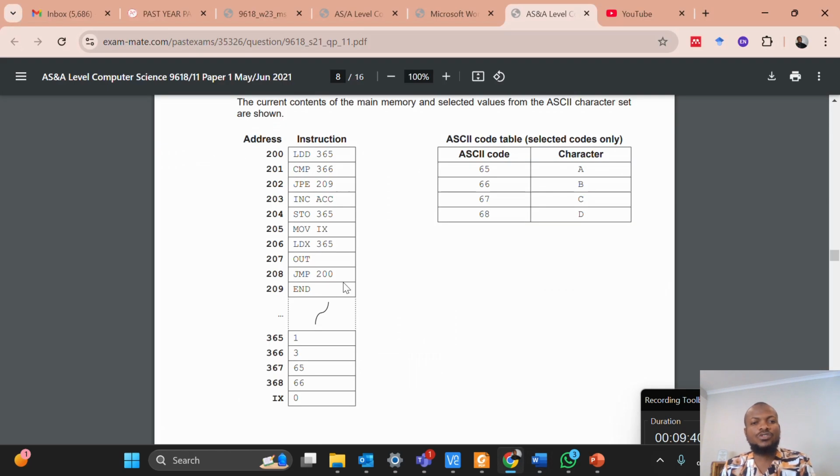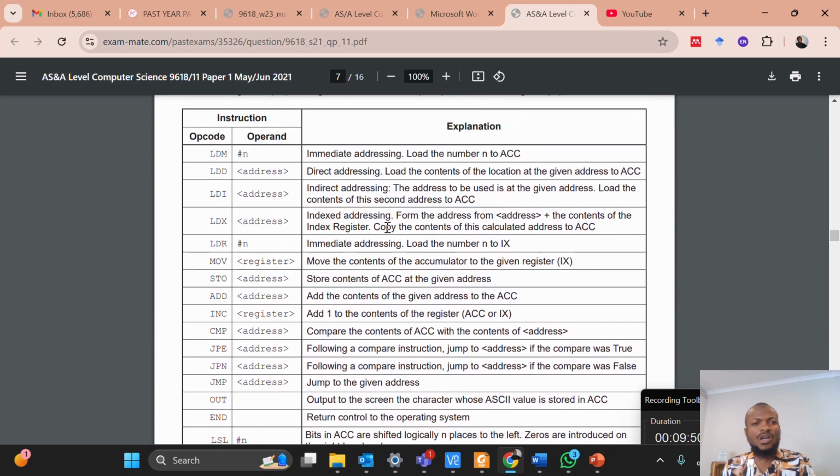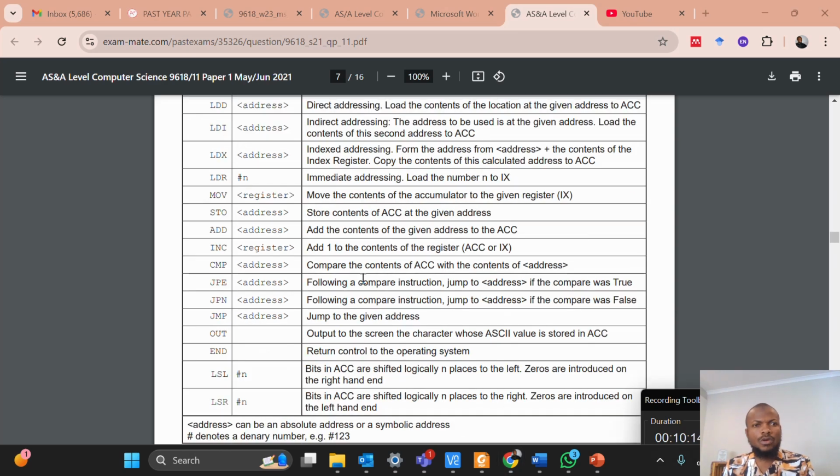206. What is 206? It says LDX 365. Let's check. What is LDX 365? LDX address. It means form an address from this address, using the content of the index register. What does it mean? It means copy the content of this address to the accumulator. So what does that mean?